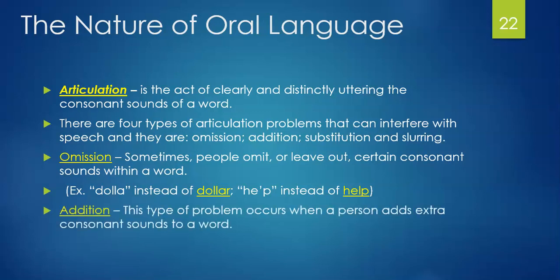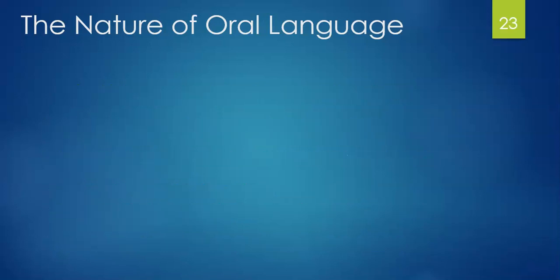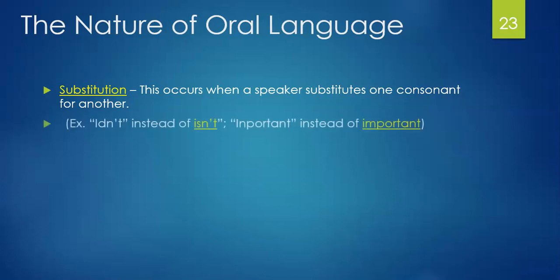Addition. This type of problem occurs when a person adds extra consonant sounds to a word. An example could be someone saying warsh instead of wash, or Flor-ida instead of Florida. Substitution. This occurs when a speaker substitutes one consonant for another. An example, idn't instead of isn't, or impordant instead of important.